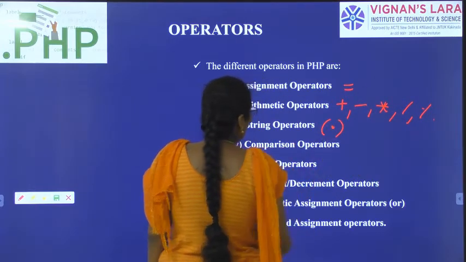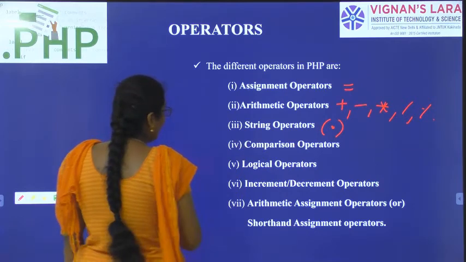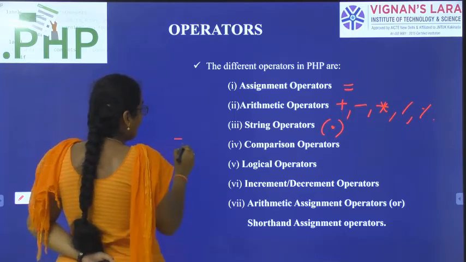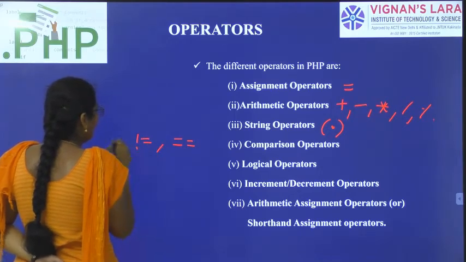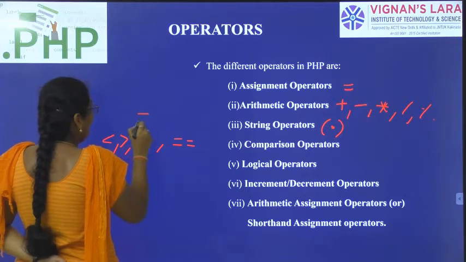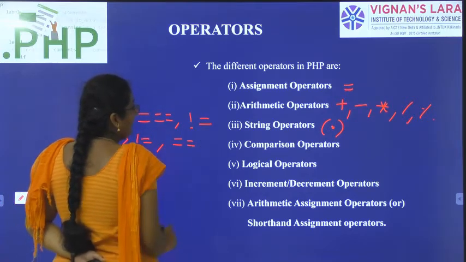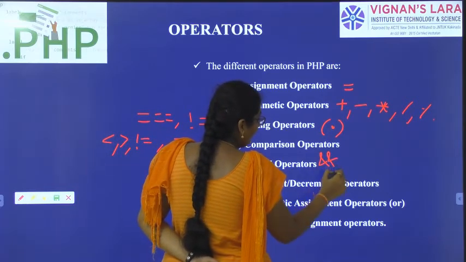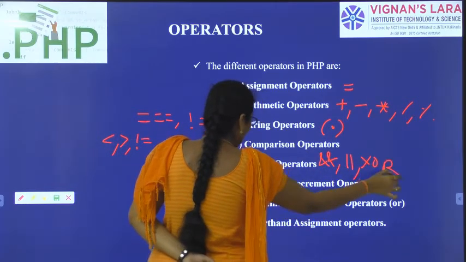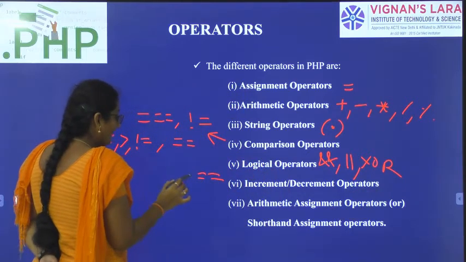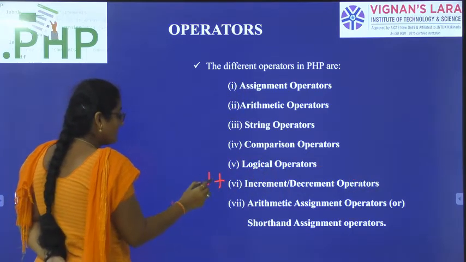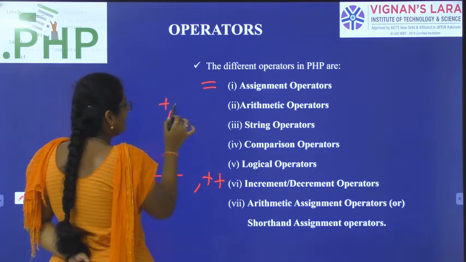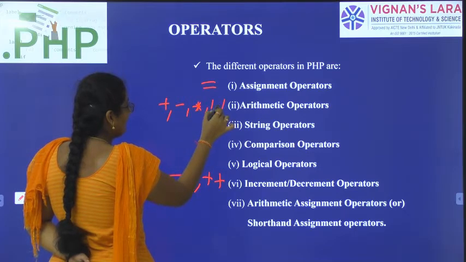String operator is the period operator. Comparison operators are, you can compare equal to, not equal to, less than, greater than, identical, not identical. Logical operators are logical AND, logical OR, logical XOR. And increment and decrement operators. The assignment operator is equal to, arithmetic operators are addition, multiplication, subtraction, division, percentile.